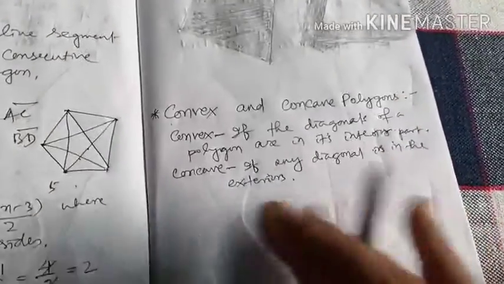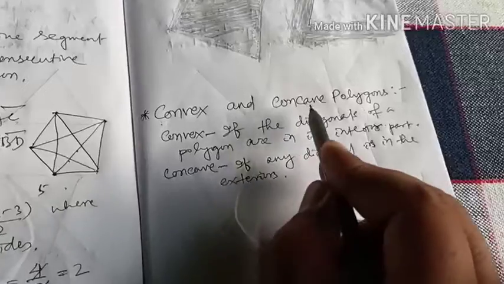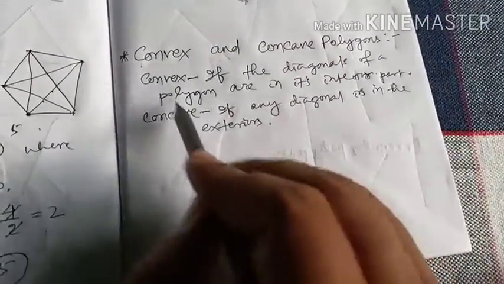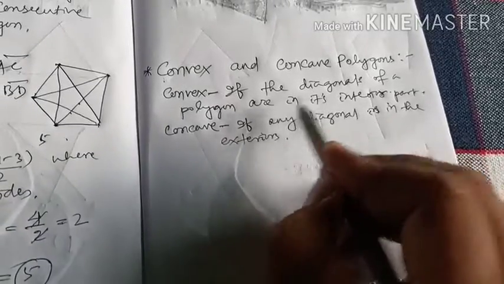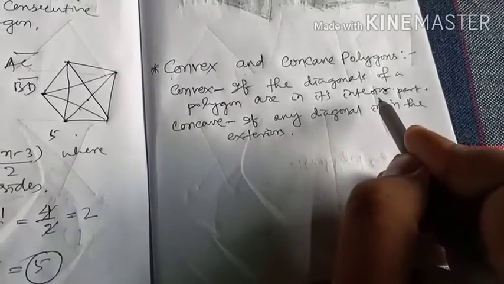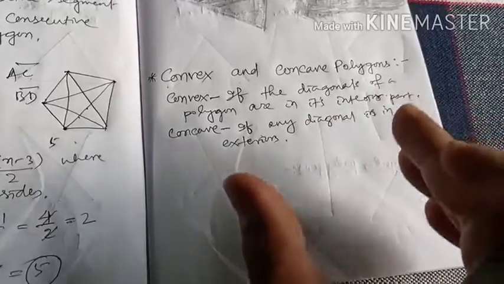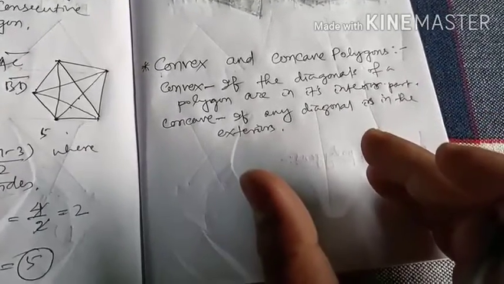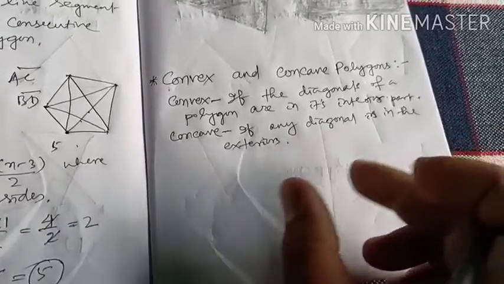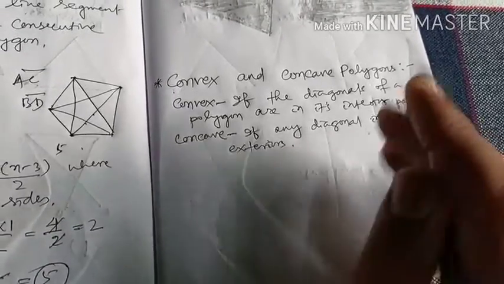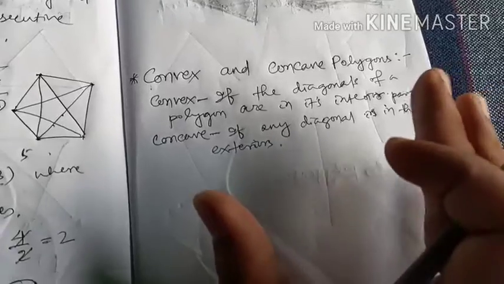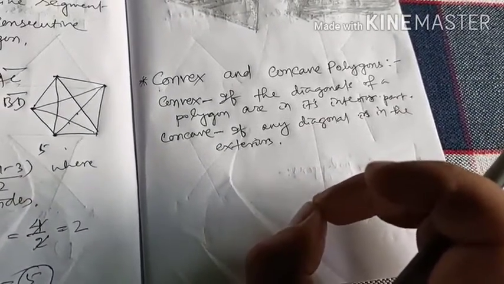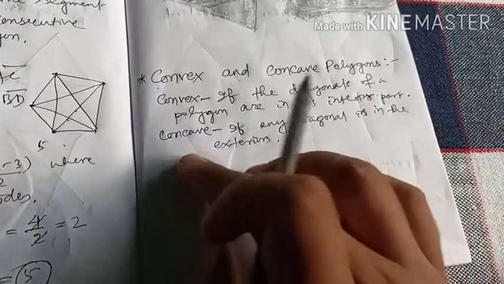Next, come to convex and concave polygons. So what is known as a convex polygon and what is known as a concave polygon? Convex means the diagonals of a polygon are in its interior part. If all the diagonals of a polygon stay inside its interior part, we can call it a convex polygon. And if any diagonals are in the exterior part, it may be 1, it may be 2 or any other, then we can call it a concave polygon.